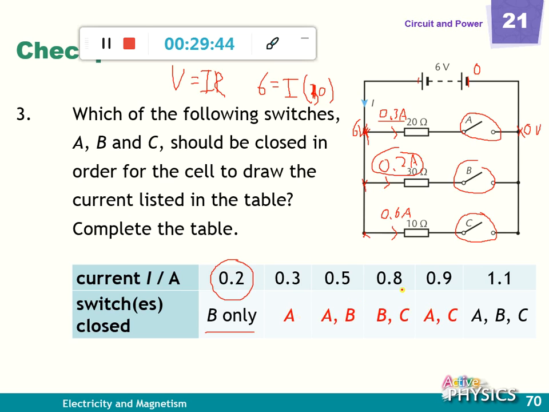Finally, you can get this answer. What is 0.5? It means that 0.2 and 0.3, add them together. For 0.8 should be 0.2 and 0.6. For 0.9 should be 0.6 and 0.3.